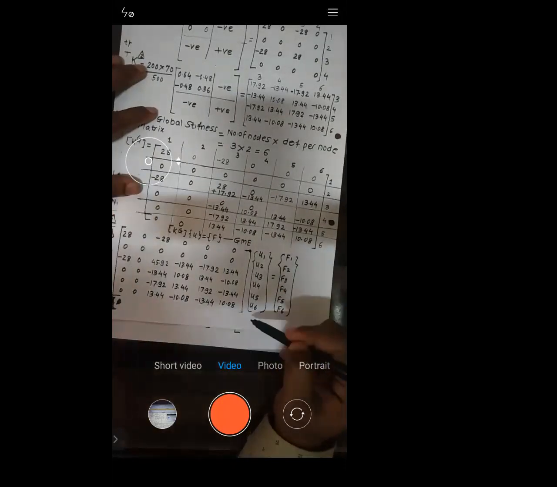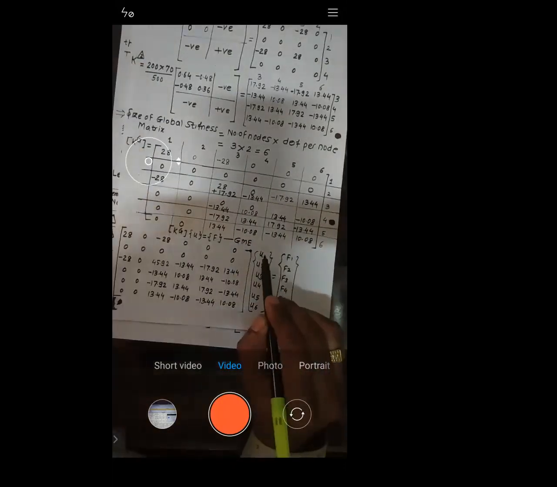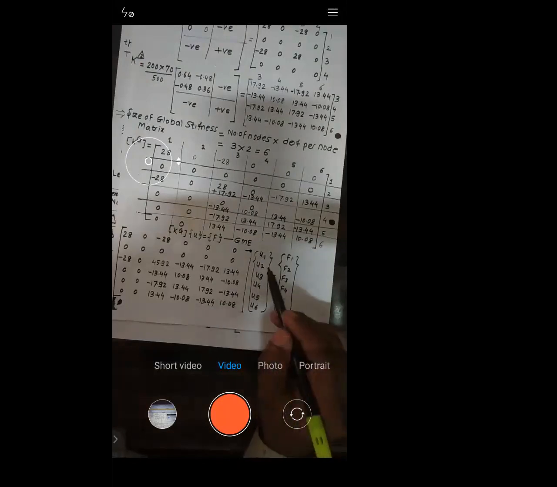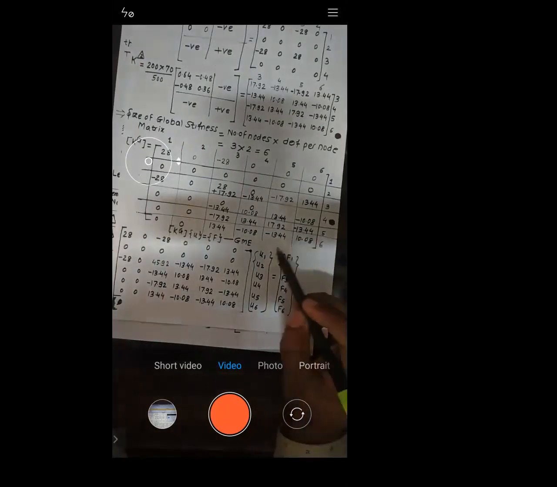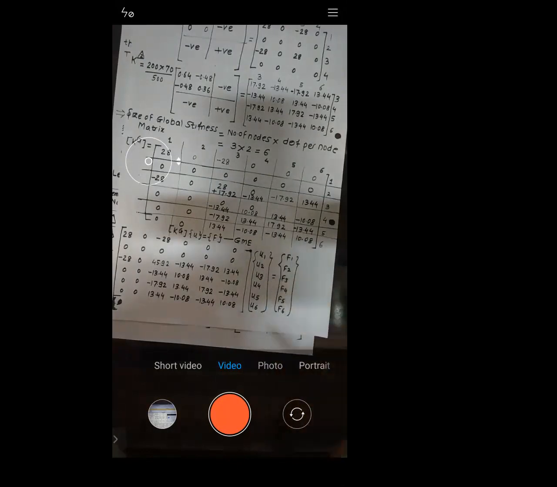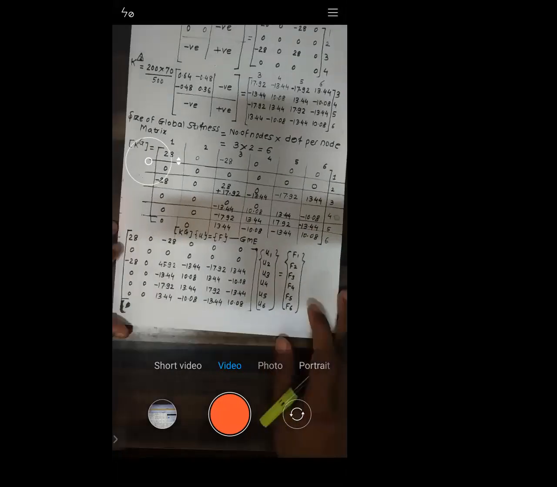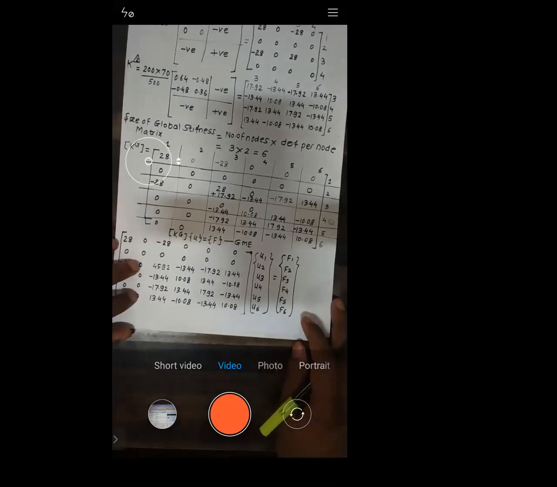If you see the odd numbers, U1, U3, U5, they are displacements in the X direction. And U2, U4, and U6, the even numbers, are displacements in the Y direction. A similar case happens with the forces. F1, F3, and F5 are the forces in the X direction. F2, F4, and F6 are the forces in the Y direction. Have you understood? Let me know.